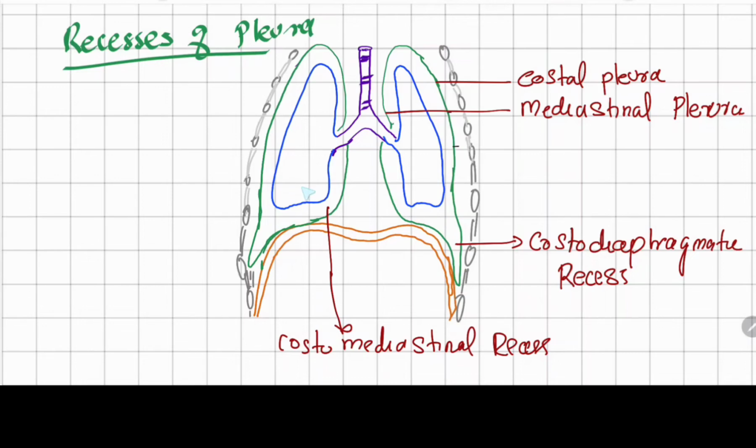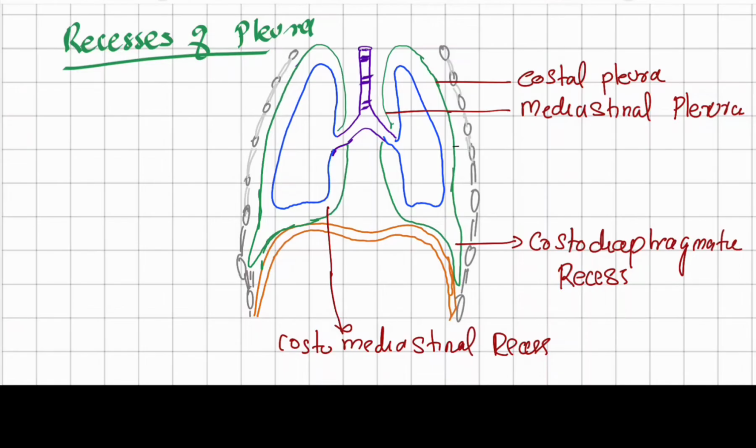Normally, between the parietal pleura and visceral pleura, there is a small potential space, and this potential space is filled with the pleural fluid. This pleural fluid helps in the expansion of lungs during respiration.